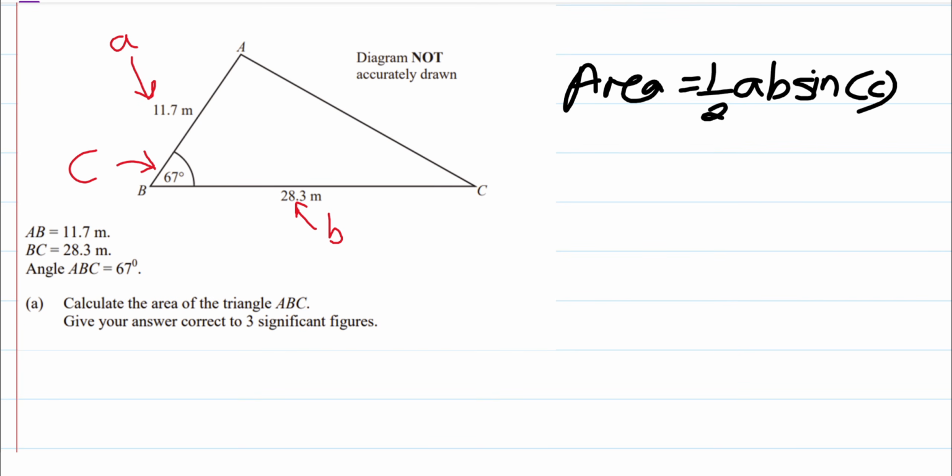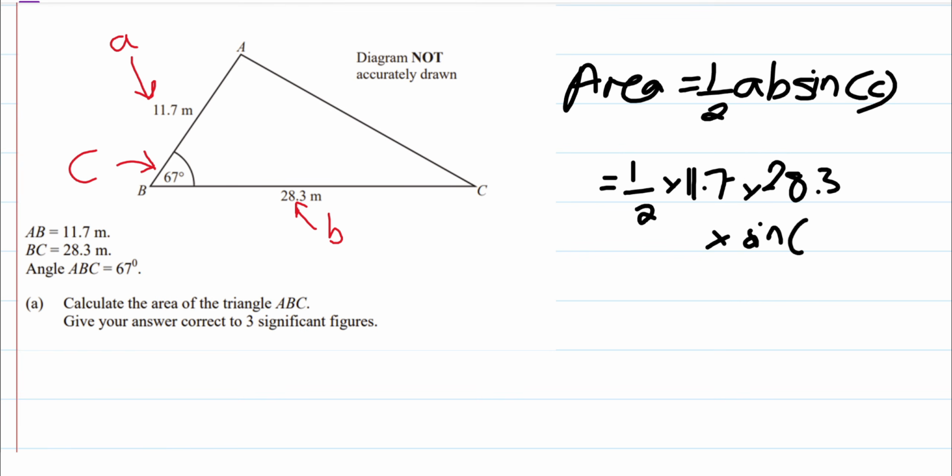To get the answer that we need, we can use the formula 1/2 ab sine C and plug in the values that we know. This gives us that the area is equal to 1/2 times 11.7 times by 28.3 times by sine of 67. Putting this in our calculator gives us that the area of this triangle is approximately 152.394.